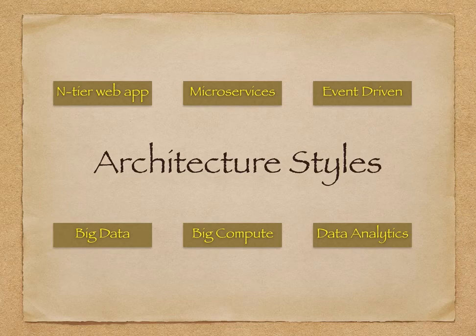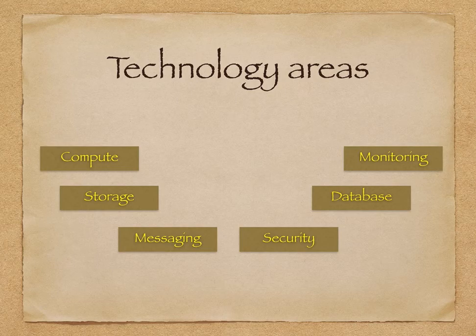Knowing the architecture style at a high level lists down the technology areas that will be required to build the solution. For example, does it require data store or databases? Does it require compute or messaging features and things like that? Within each of these areas there are lots of options, and choices can be narrowed as much as they are known.